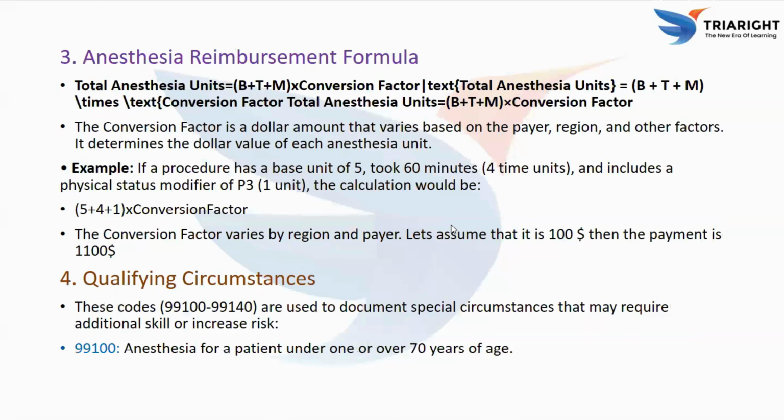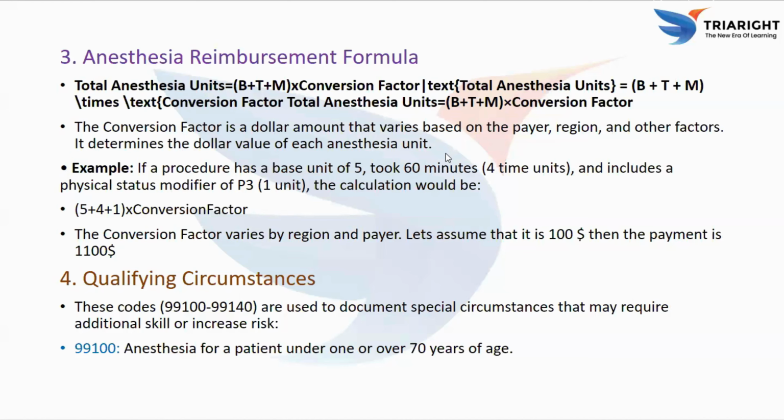So the anesthesia reimbursement formula. What is the anesthesia reimbursement formula? Anesthesia payment is B plus T plus M, where B stands for base units, T stands for time units, and M stands for modifier units. So this is multiplied by the conversion factor. The conversion factor is the dollar value applied to the total anesthesia units.